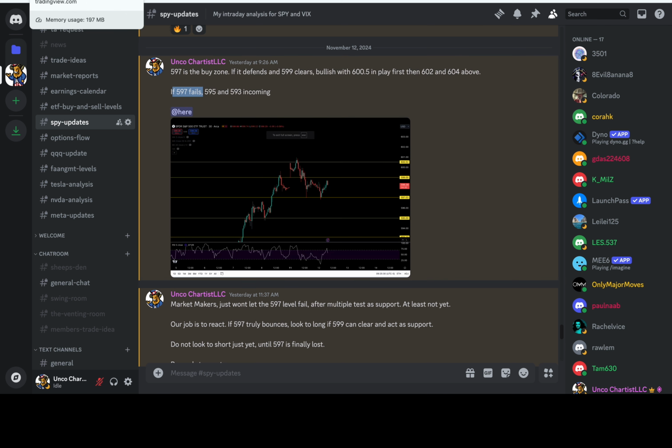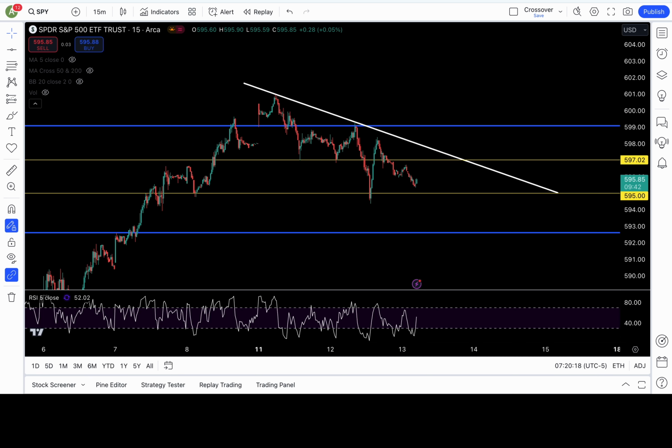Okay, so I identified the levels and I identified the setups. If we clear resistance, I would look to long. If we break down support, I would look to short. And I'm just doing what the price action says.